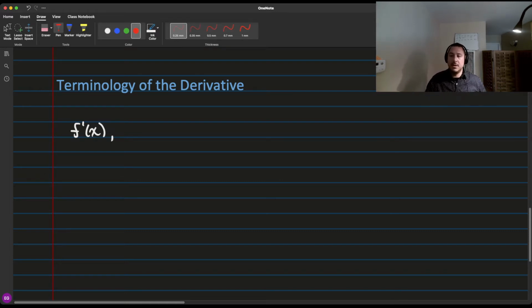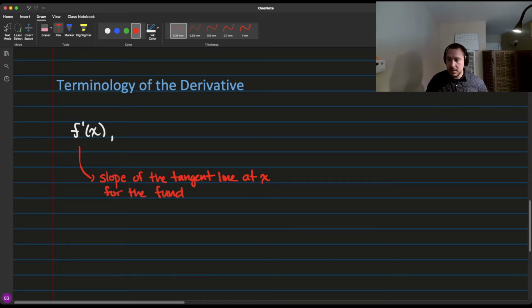And let's talk about where these come from. So f prime of x gives you the slope of the tangent line at x for the function f of x. So let's talk about the fact that it's the slope of a tangent line.